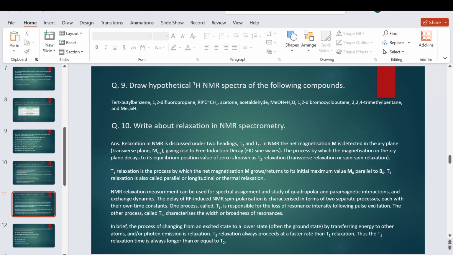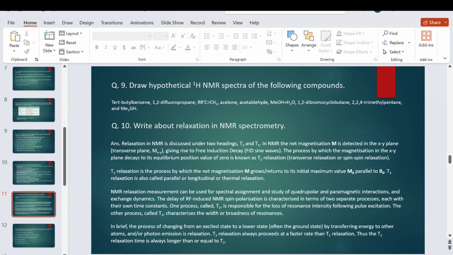Question 10. Write about relaxation in NMR spectrometry. Relaxation in NMR is discussed under two headings, T2 and T1. In NMR, the net magnetization is detected in the XY plane, that is the transverse plane, giving rise to the free induction decay, FID spectrum, with a sine curve. The process by which the magnetization in the XY plane decays to its equilibrium value of 0 is known as T2 relaxation or transverse relaxation or spin-spin relaxation.